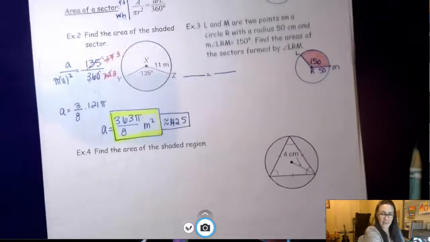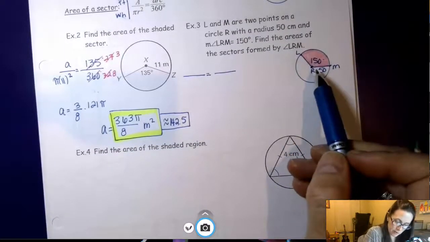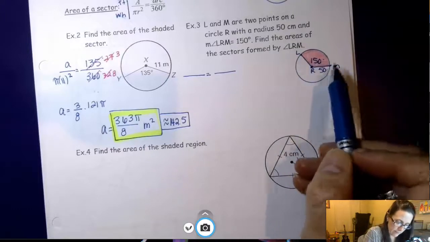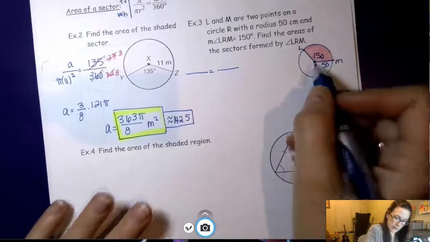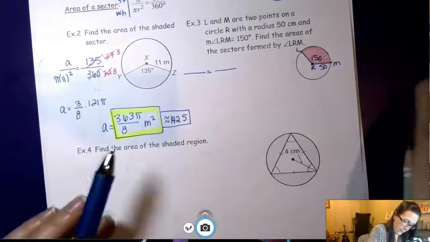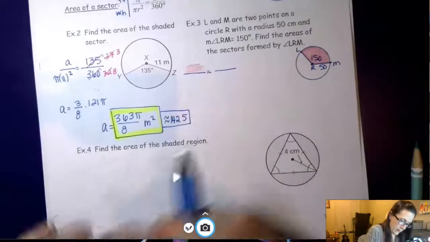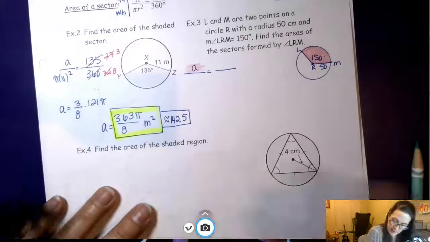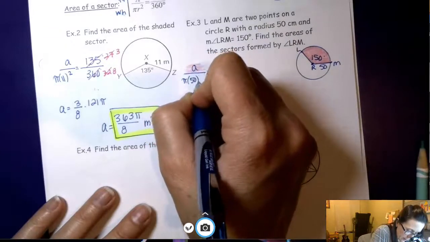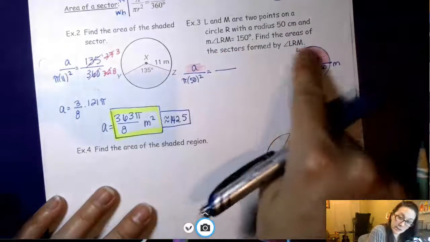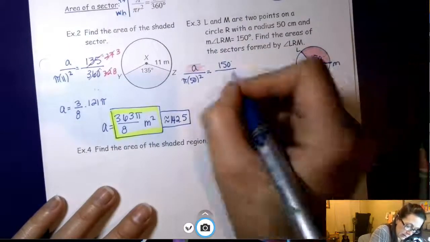Over here, I used my handy dandy circle maker, my favorite little tool, and made this perfect little circle, with an arc of 150 and a radius of 5. I want to find the areas of the sectors formed by this angle. So first, the area of this sector, I'm going to call it A. The area of the entire thing is going to be pi r squared, which is 50 squared. The degree of that arc is 150. The degree of the entire circle is 360.